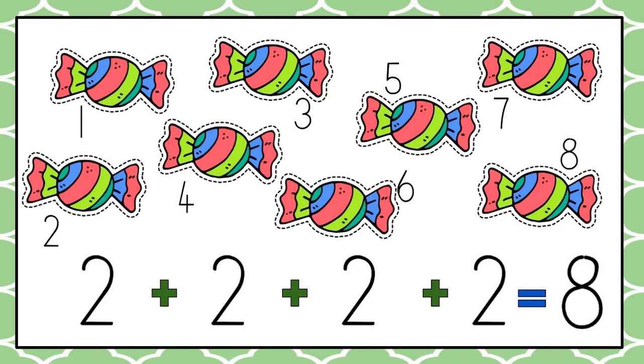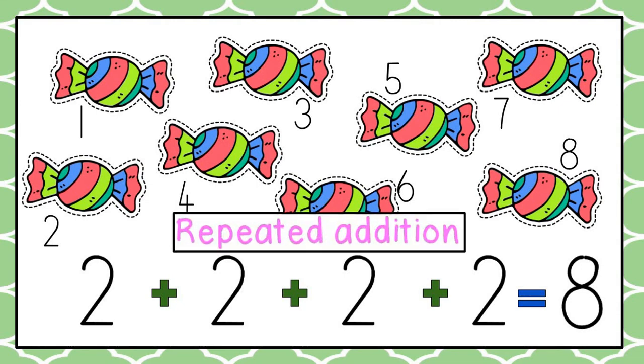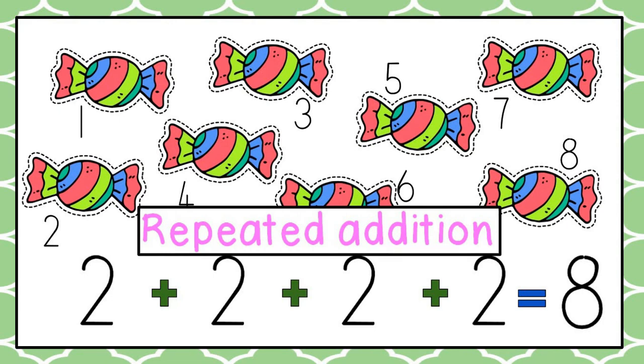There are 8 sweets. We've tried 3 different ways to count the sweets. We have added all the groups of 2, we've counted in twos, and we counted individually. Putting all these twos together is also called repeated addition, when we repeat the number and add the same number again and again to get an answer.